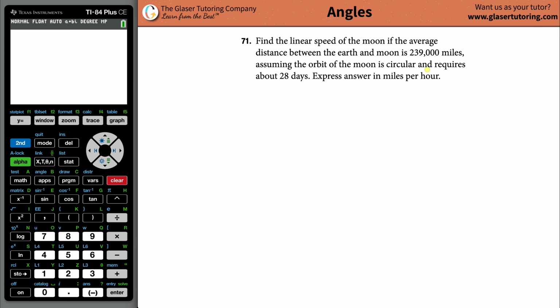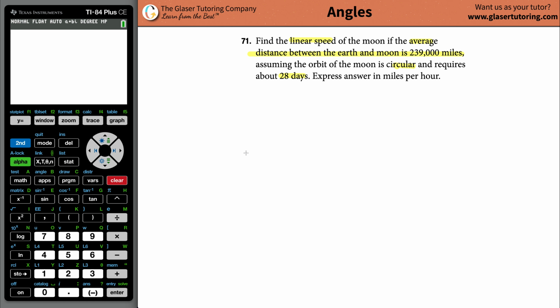Number 71. Find the linear speed of the moon if the average distance between the Earth and moon is 239,000 miles, assuming the orbit of the moon is circular and requires about 28 days. Express your answer in miles per hour.